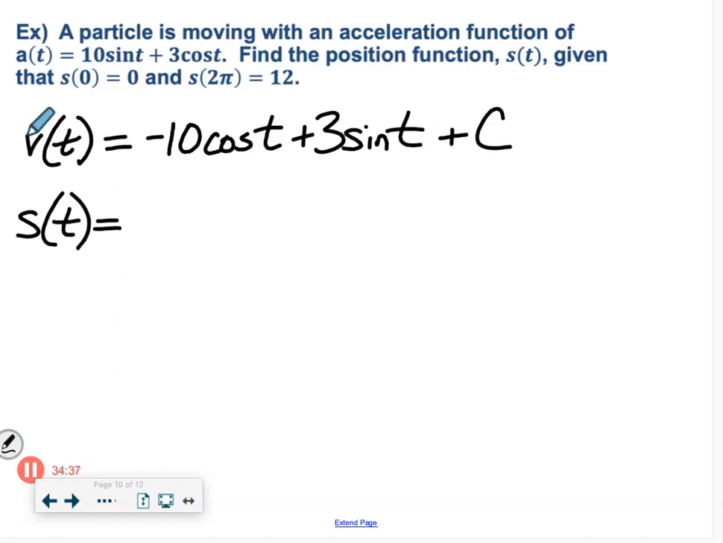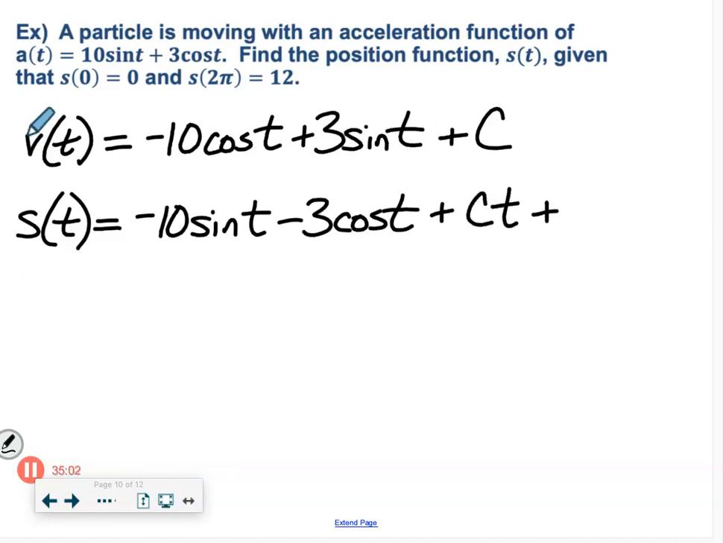What's the antiderivative of cosine? Sine. So this should be negative 10 sine. What's the antiderivative of sine? Negative cosine. So this is negative 3 cosine. All right, c is a constant. What's the antiderivative of 5? 5x. What's the antiderivative of c? Cx, but in this case ct, because our variable is t. ct plus, we still need another unknown constant, k. Every antiderivative has an unknown constant.